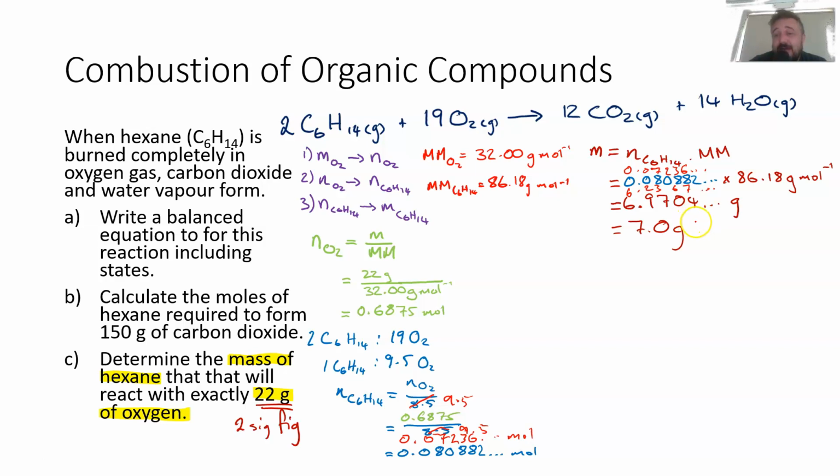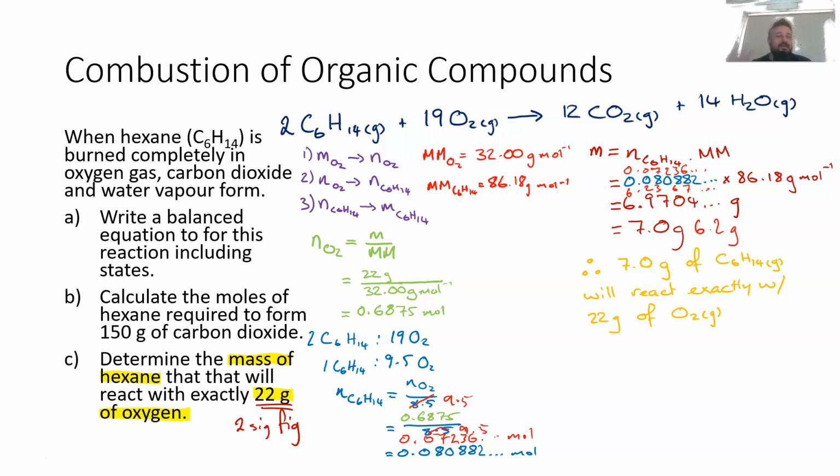It gives us 6.2 grams. It's much harder to write when the laptop's up this way. I promise that's my real writing on there. So therefore, 6.2 grams of hexane will react completely with 22 grams of oxygen. And these are really useful things to understand if you're talking about industrial processes. If you're doing tests of compounds, we want to know exactly how much so we don't get false negatives, false positives.